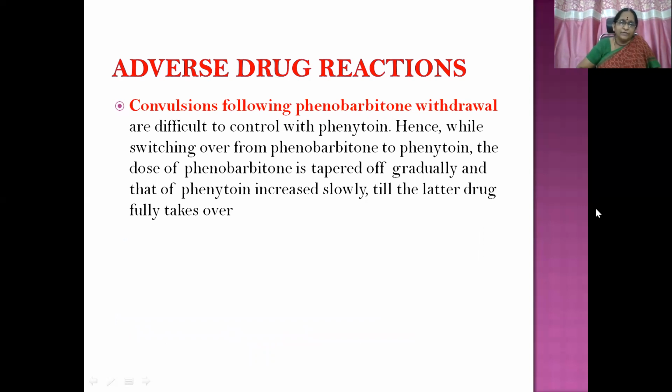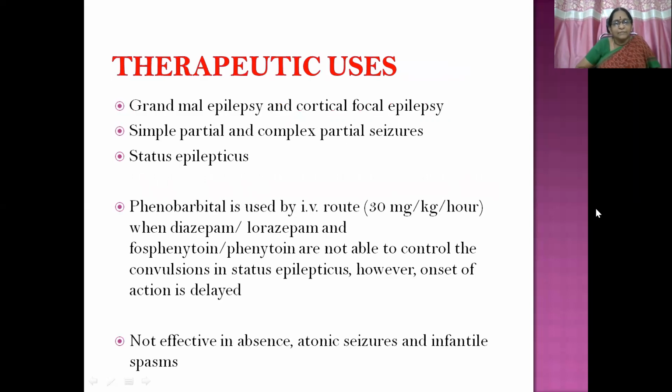Convulsions following phenobarbital withdrawal. So you need to taper the dose slowly and then release it. If you want to switch over from phenobarbital to phenytoin, reduce the dose of phenobarbital slowly, and then start adding and increasing the dose of phenytoin, so that the risk of recurrence of convulsions following the withdrawal will not be there. Uses: grand mal epilepsy and cortical focal epilepsy, simple partial and complex partial seizures, status epilepticus. The IV route can be used when diazepam or lorazepam, phosphenytoin and phenytoin are not able to control seizures, then you can choose phenobarbital.